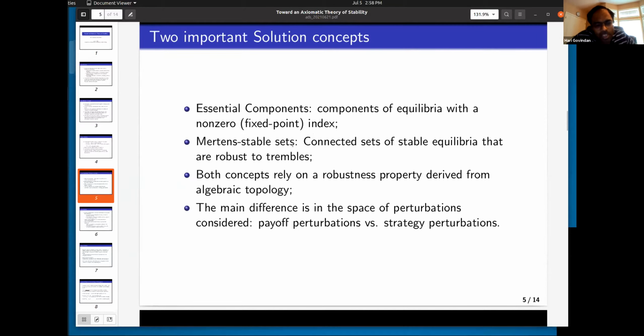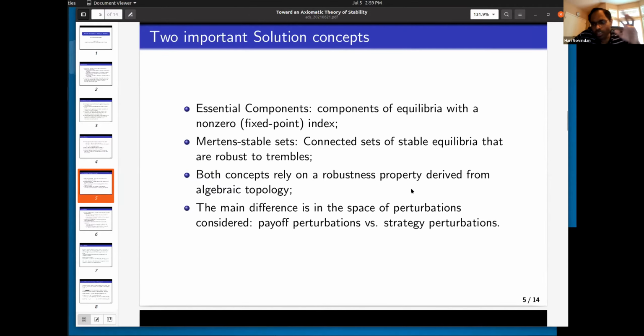And then the other one is stability as reformulated by Mertens. This is also a robustness notion, but here the robustness is with respect to trembles a la Selten. So players intend to play a strategy, but there's a small probability they play something else. And you want your solutions to be robust to all such trembles. Both of them I explained in terms of robustness, which you can think of in epsilon delta terms, but really these are stronger properties coming from algebraic topology.